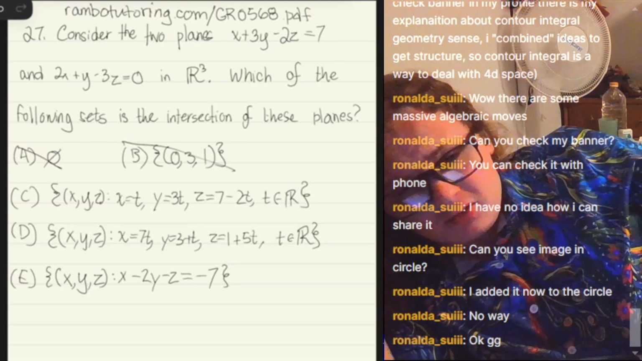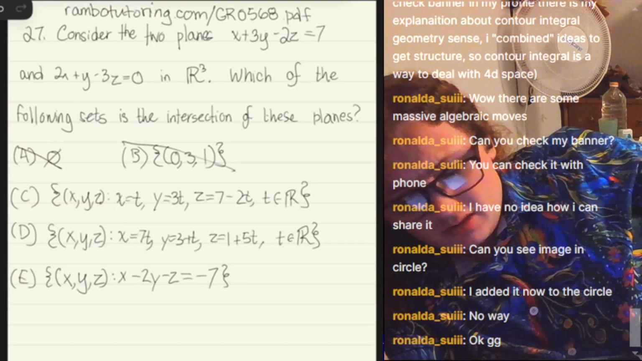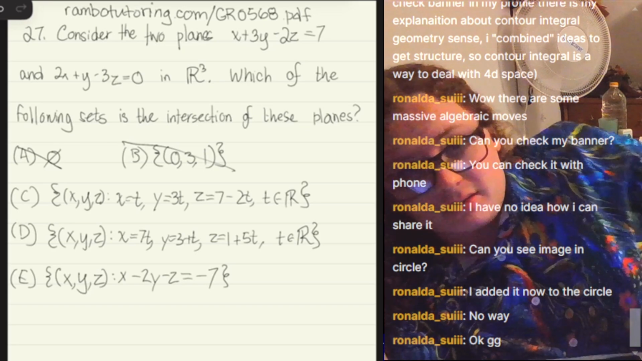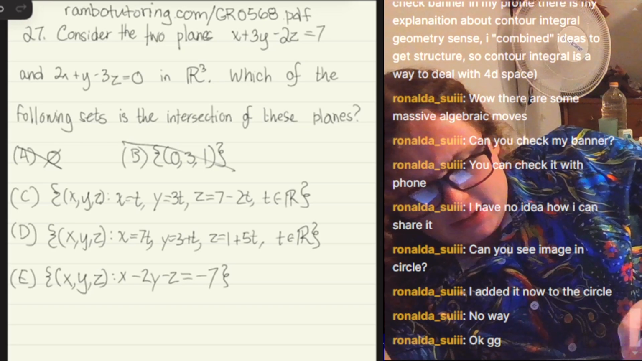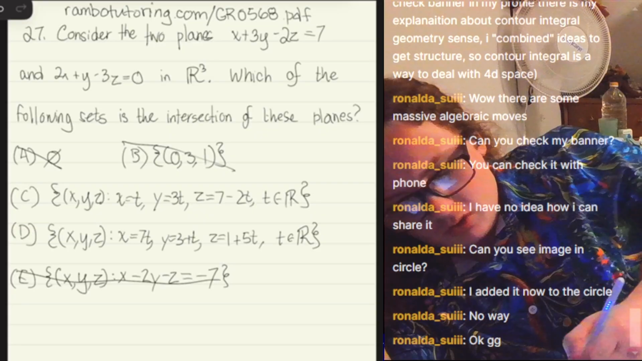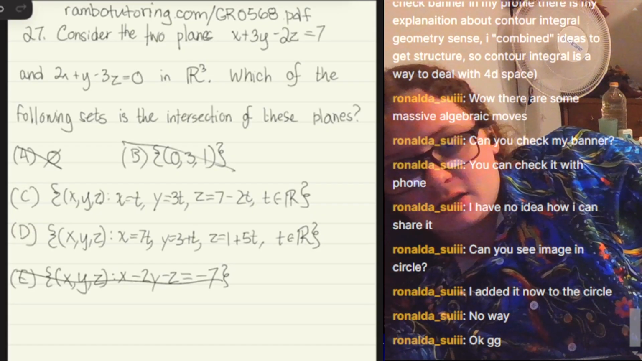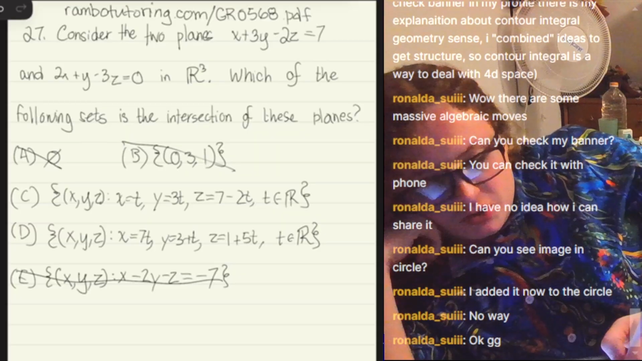And E is describing a plane. If these two planes intersect, they can't intersect in a plane unless they're the same plane, and this is not the same plane. So we can rule out E. So it's either C or D, which makes sense since it's 1 degree of freedom. But which one is it?